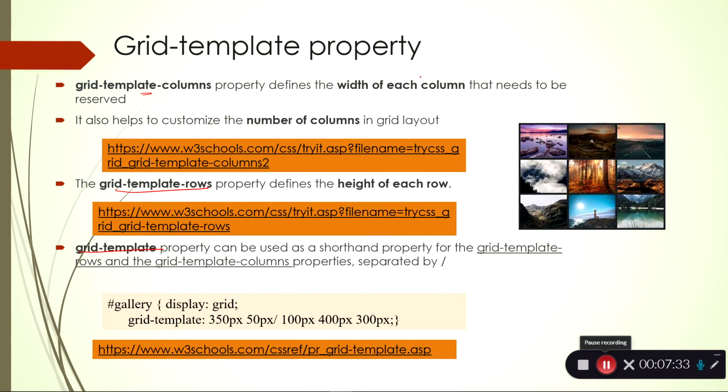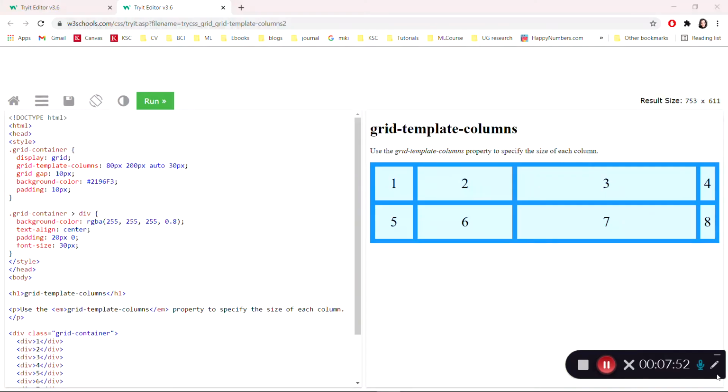First, let's take the grid template column, which defines the width of each column. You can define the width of each column, the child element, and also you can control how many columns you want to have in that container. So let's see how it works. If you take this example in the W3Schools, you can see the grid template column. So this is the property that we are going to focus on. You can see it has 4 columns.